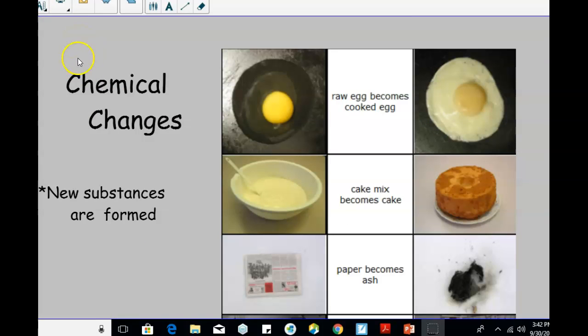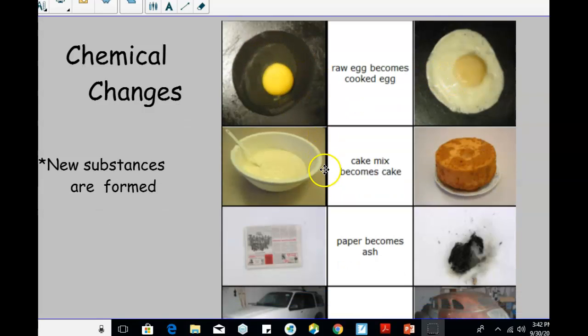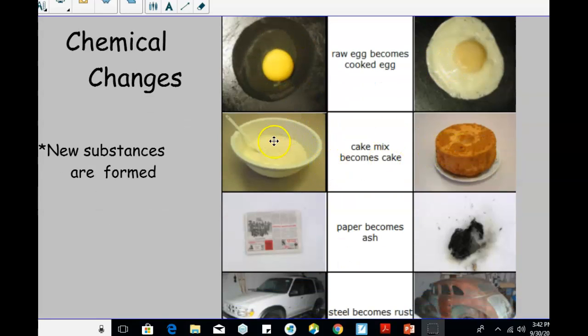With a chemical change, the thing to remember is that we are going to form new substances. So if I cook an egg, once the heat hits and the egg starts to cook, you can't revert it back. Once you bake a cake, you can't turn the cake back into batter. So the thing to remember about chemical changes is that they are permanent, okay? What that means is that you can't go back.